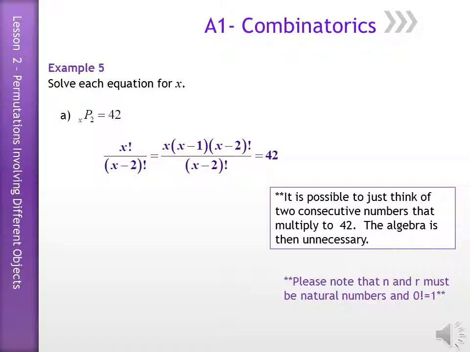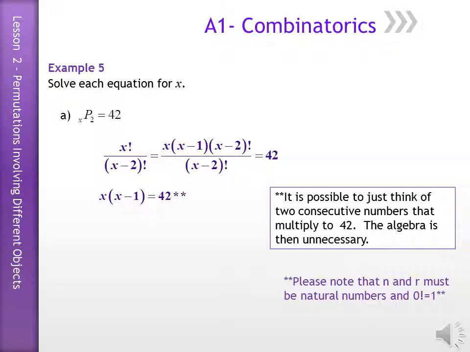We cancel out the x minus 2 factorials, and what are we left with? x times x minus 1 equals 42. At this point, we should be able to solve by inspection. Go ahead if you can. x and x minus 1 are consecutive numbers. That means that they fall next to each other on a number line. Can you think of two consecutive numbers that multiply to 42?